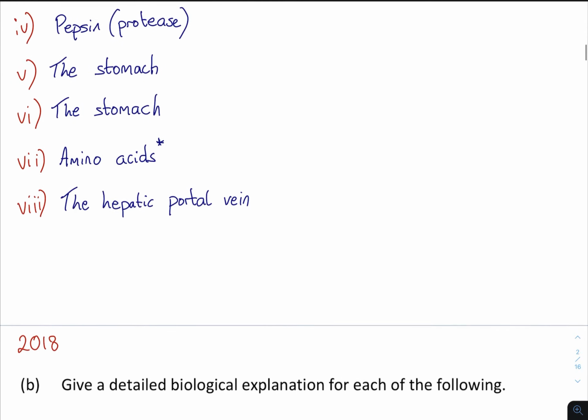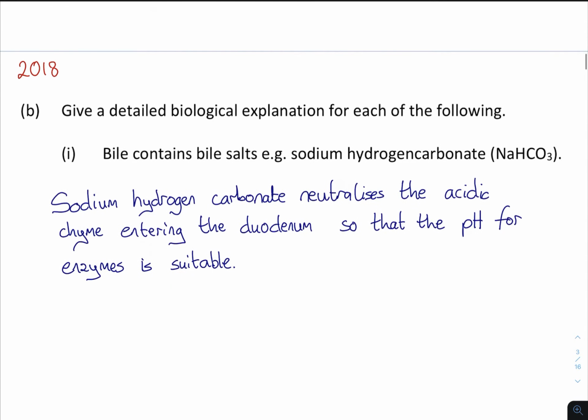Okay, 2018, only a small question, but nonetheless, here it is. Bile contains bile salts, which consists of sodium hydrogen carbonate. Give a biological explanation for those. Okay, so sodium hydrogen carbonate neutralizes the acidic chyme entering the duodenum.